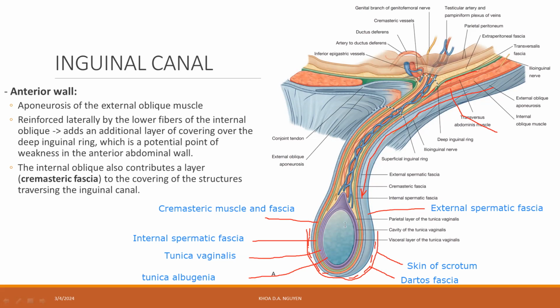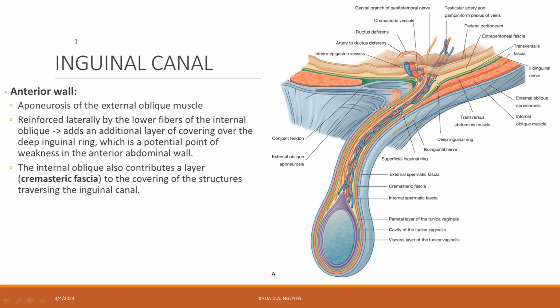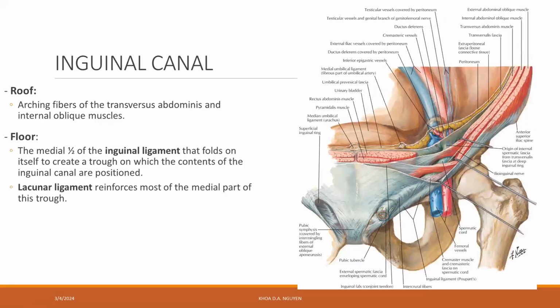Therefore, from outside to inside, you've got 7 layers, and those 7 layers are going to be a characteristic of the scrotum. So it is very important that you understand the boundaries of the inguinal canal, including the anterior wall, the posterior wall, the roof, and the floor of the inguinal canal, as well as understanding how each of the layers that eventually covers the testis within the scrotum come to be, because it is a very, very important part of anatomy.